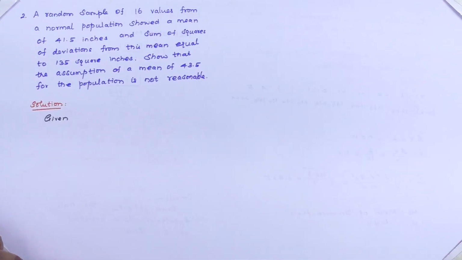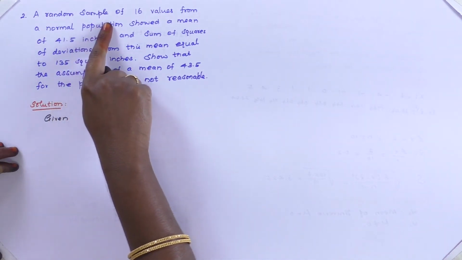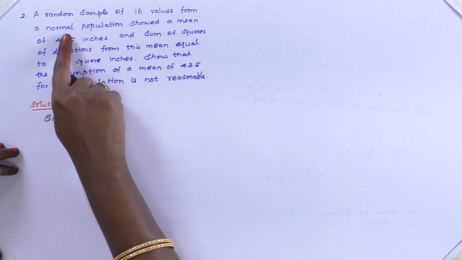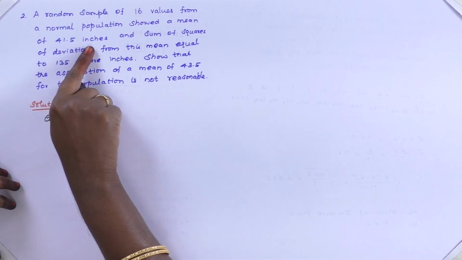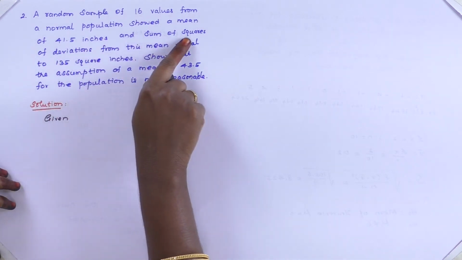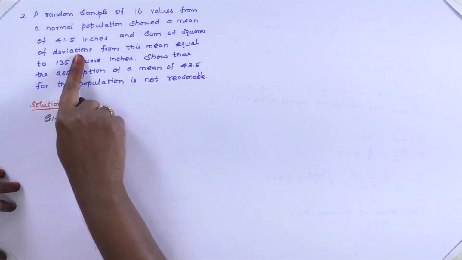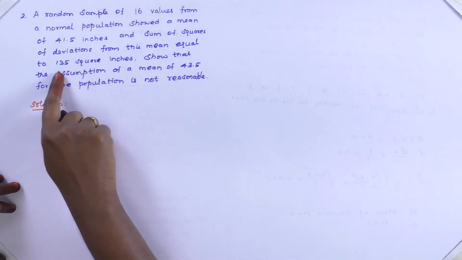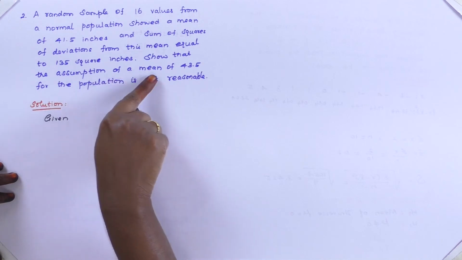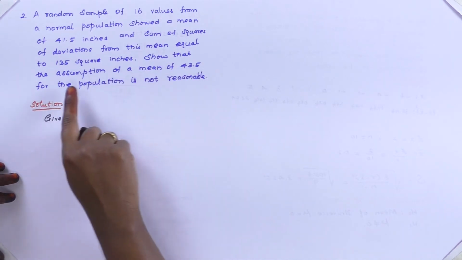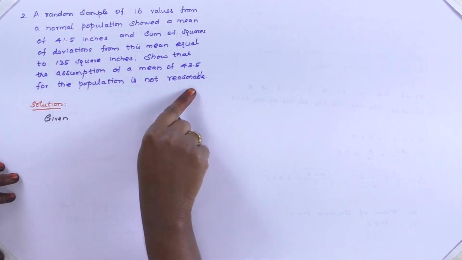Now we want to discuss the second problem based on the small sample Student's t-test. A random sample of 16 values from a normal population showed a mean of 41.5 inches and the sum of squares of their deviation from this mean equal to 135 square inches. Show that the assumption of a mean of 43.5 for the population is not reasonable.